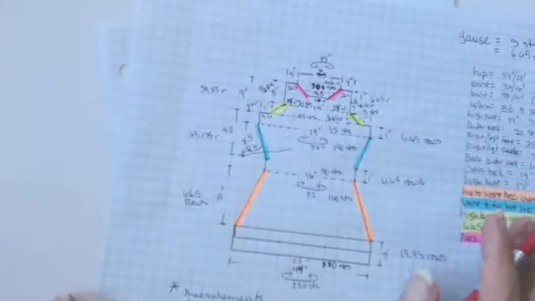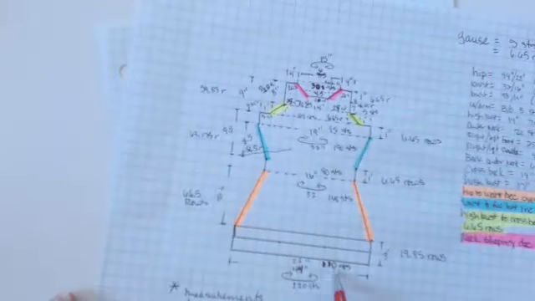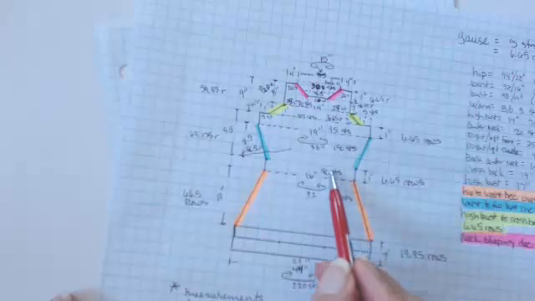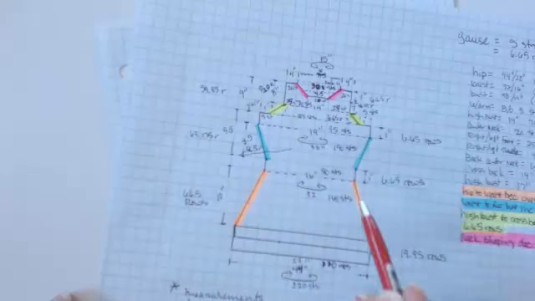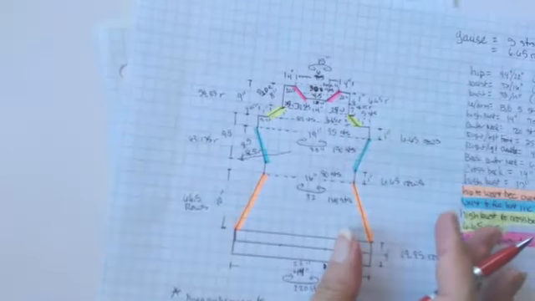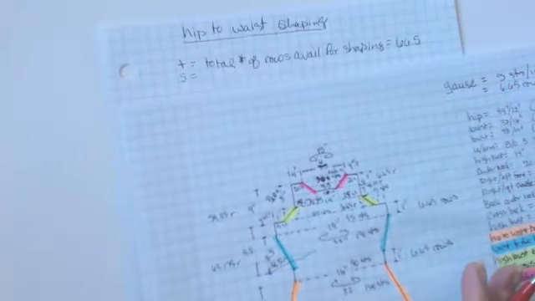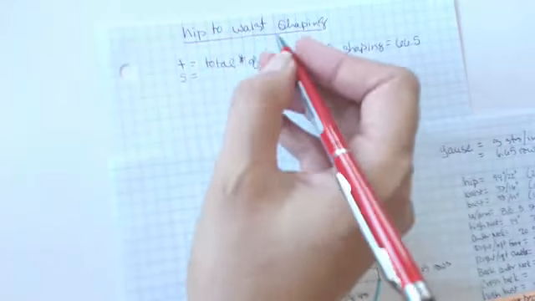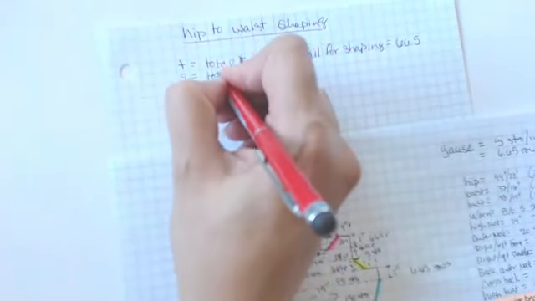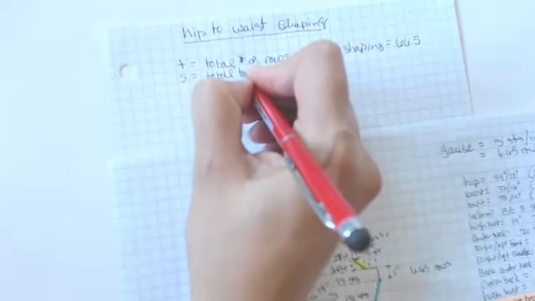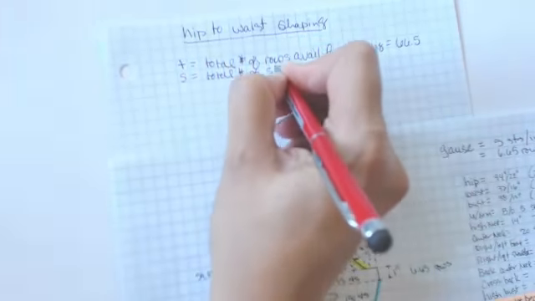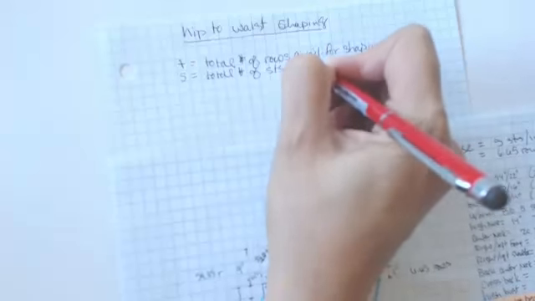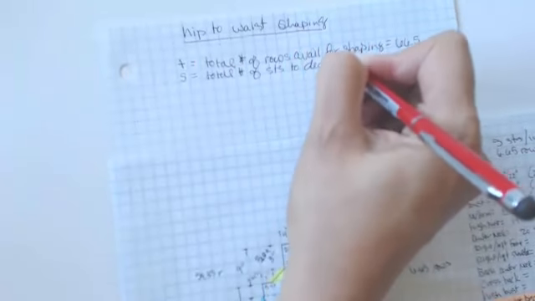Okay, so back to stitches. Total stitches to decrease. So I have here 110 stitches, and here I have 80 stitches. So I need to go from 110 to 80, and that is going to be 30. So I'm going to write that down. Total number of stitches to decrease equals 30.